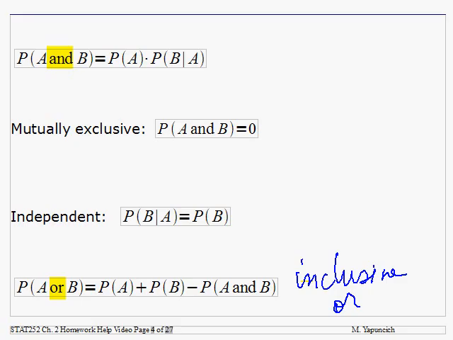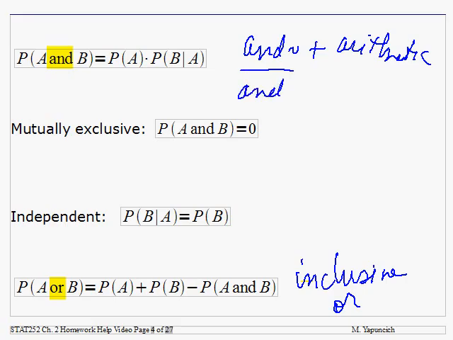So or means either A or B or both of them together, and and means A and B occurring at the same time, or simultaneously, or one right after the other. Now note here that and in arithmetic is associated with addition. 3 and 4 means 3 plus 4 in arithmetic. In probability, and is associated with multiplication. The or is associated with addition. So that's a little different. Once you see that, it makes it a little easier.